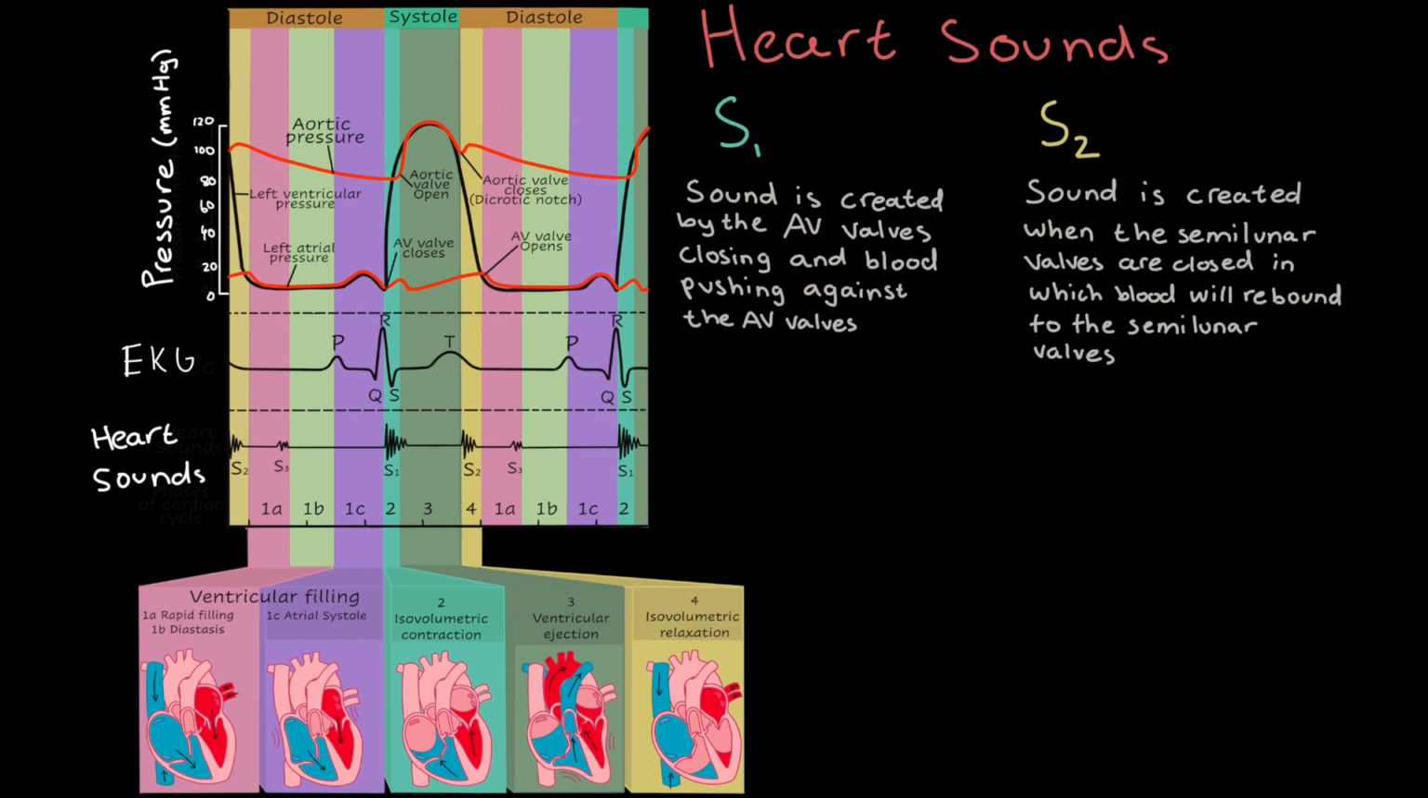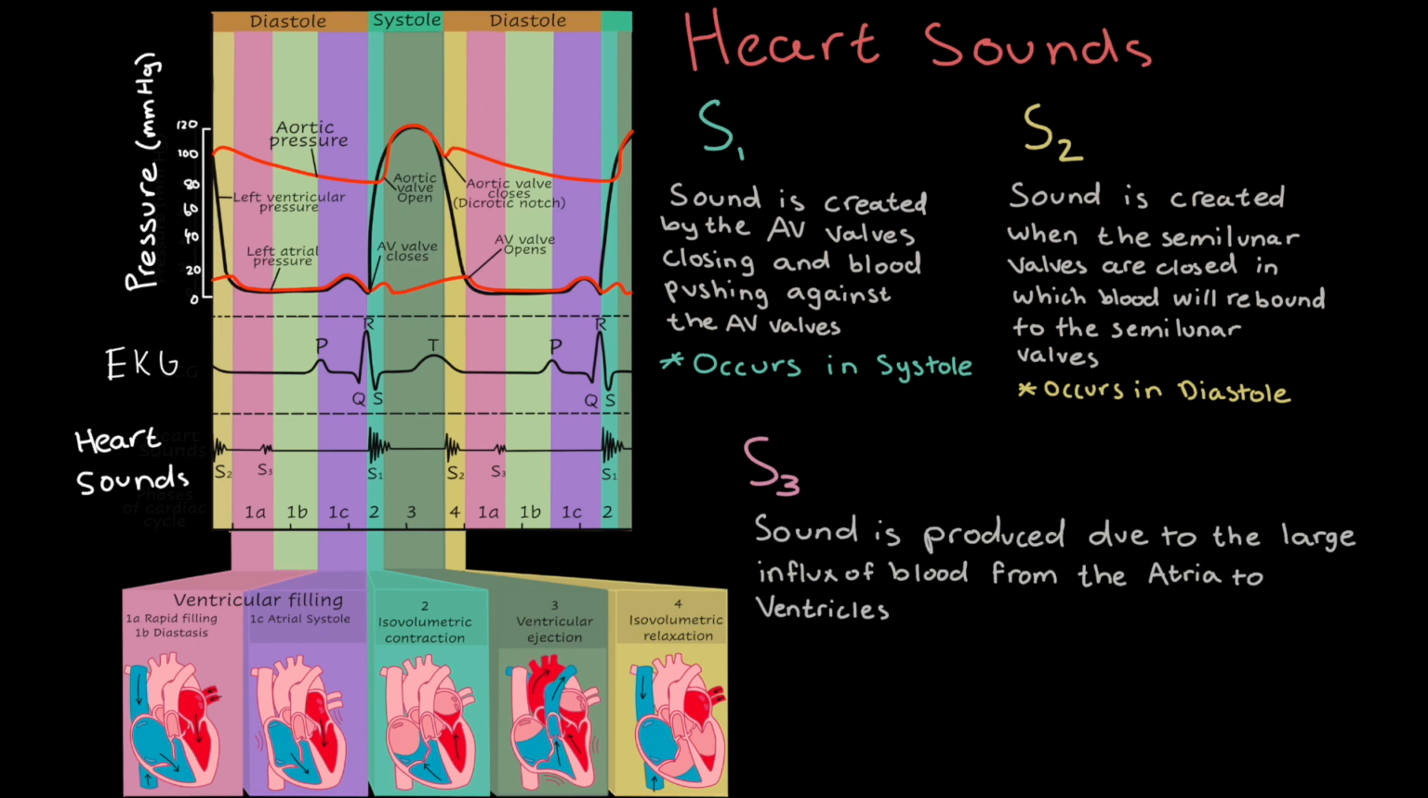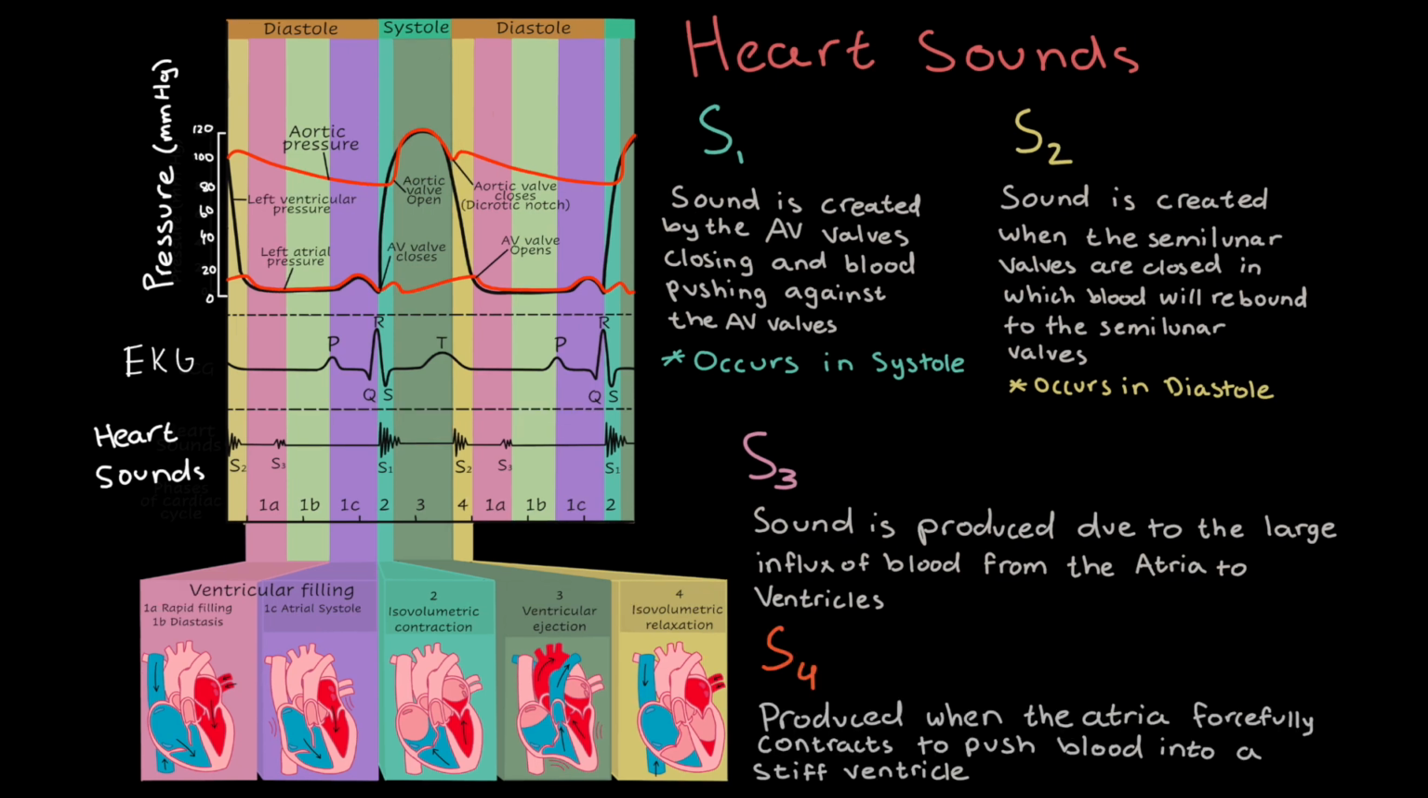Now, the S2 sound is produced when the semilunar valves close and blood rebounds to the semilunar valves during the start of diastole, which is our isovolumetric relaxation. Now let's move on to the S3 heart sound, also known as ventricular gallop, which is during diastole and after the S2 heart sound. This heart sound occurs during rapid filling and diastasis of the ventricular filling phase, in which this large influx of blood from the atria to the ventricles produces this vibrating sound that can be heard through the stethoscope.